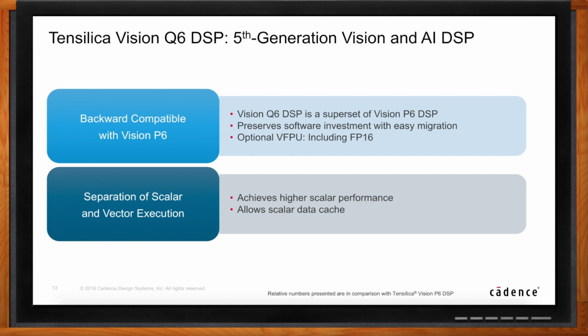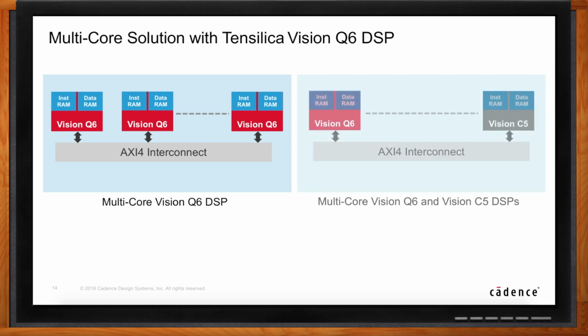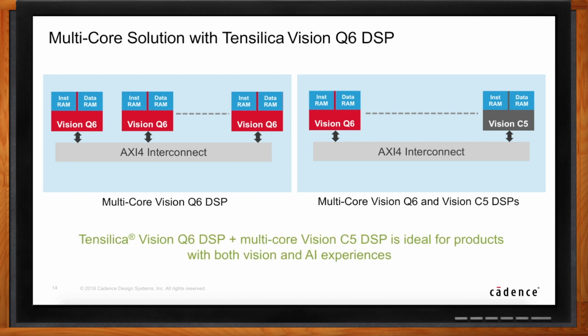Yeah, so Vision Q6 could be put in a multi-core environment. Our customer can put multiple Vision Q6 on an AXI interconnect. Another way for the Vision and AI implementation, as you know, we have a specific Vision C5 product targeted at AI that gives you 1 teraMAC processing capacity. Our customer can put a Vision Q6 and then multiple Vision C5 next to it to get a Q6 and a multi-core Vision C5 solution for a vision and AI experience.